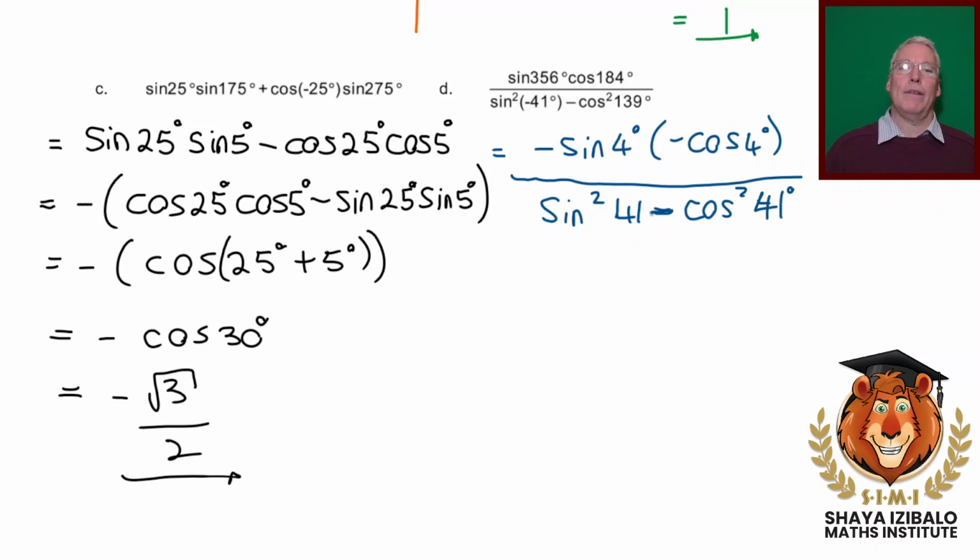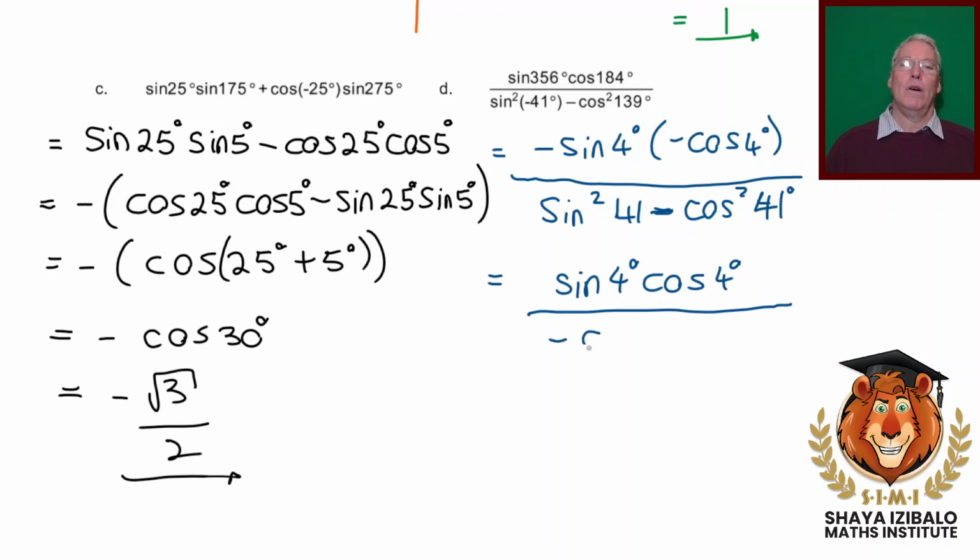Okay, now we've got sine squared minus cos squared. Okay, so let's take a look at this. On the top, we've got sine 4 cos 4. On the bottom, we've actually got the negative of cos squared 41 minus sine squared 41. And that is our double angle formula for cos. That's actually the same as cos of 2 lots of 41.